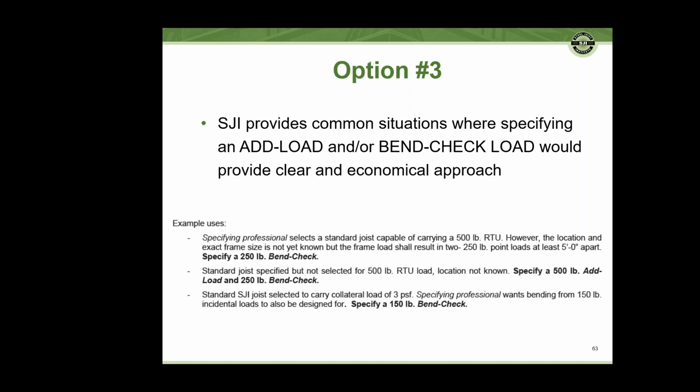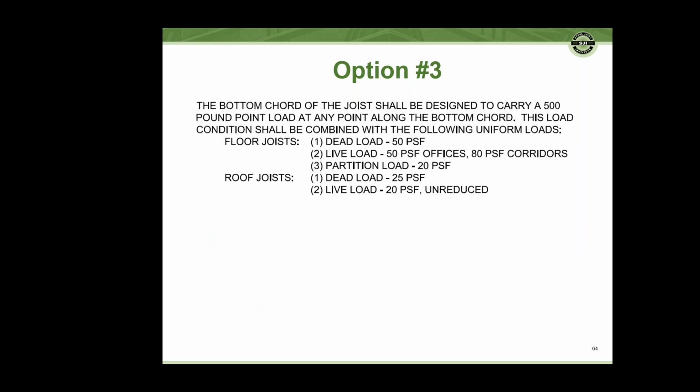If the standard joist, so that second bullet, the standard joist specified, has been specified but is not selected to accommodate an RTU load, then you have the joist and you specify both a 500-pound add load and a 250-pound bin check. Another scenario is that you might have accounted for loading through a collateral load or an additional dead load. And so you've accounted for that uniform collateral. You just know you'll have local hangers or point loads, and you can specify just a 150-pound point load from incidentals to be designed for without a strut, and that would be a bin check load. So going back to that question, what gives us flexibility on designing or accounting for point loads without struts? It would be this add load, bin check load combo, or at least just the bin check load.